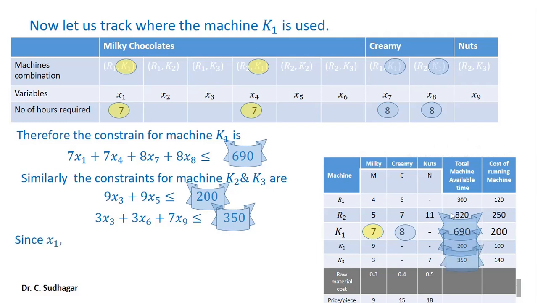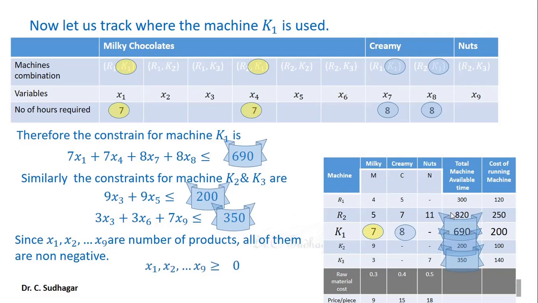Now x1, x2, x3 are the number of chocolates, so definitely they are going to be non-negative. So x1, x2, x3 up to x9 are greater than or equal to 0. Non-negative means you can make 0 chocolates or 1, 2, 3, 4 chocolates. It's not possible to make a negative number of chocolates. Therefore greater than or equal to 0. So that is the non-negative constraint. We have done all the conditions.